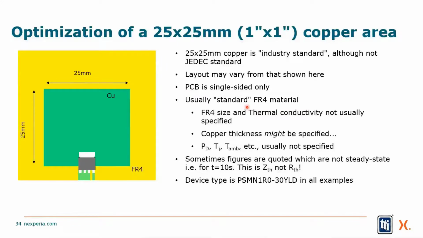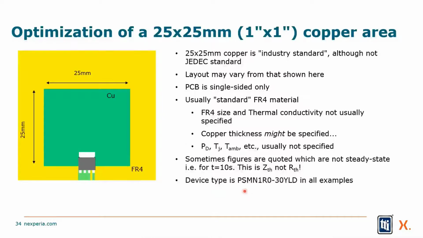It's standard FR4 material, which is kind of a vague term because copper thickness may or may not be specified in a common model. The maximum temperature and voltages and power dissipation may or may not be in the standard model for it. But it gives me a starting point for what a system is going to do when I take my MOSFET and I solder it onto a printed circuit board.